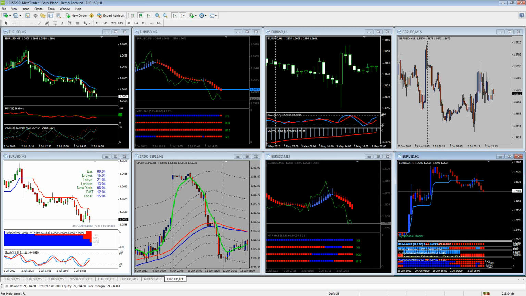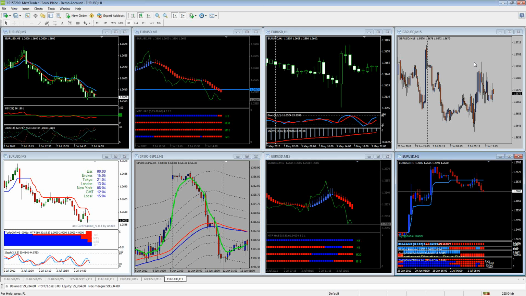Monday, the beginning of the week, there hasn't been much movement in the last few hours. Unlike last Friday, which had very strong momentum on the market after the news from the European Summit.